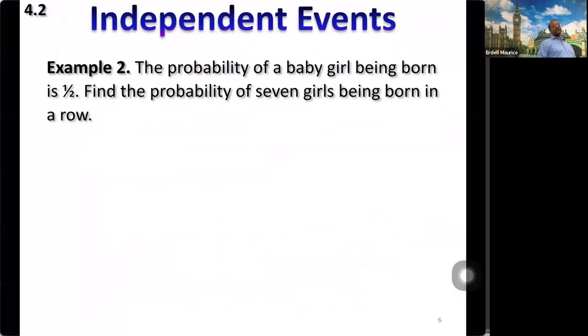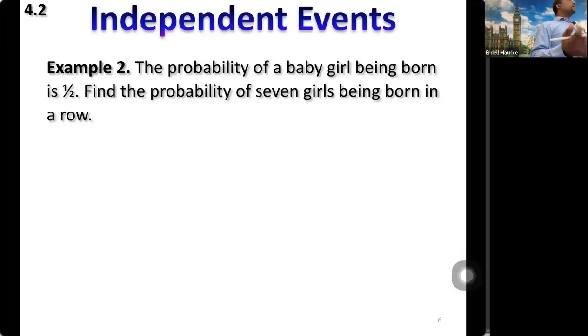Find the probability of a baby girl being born. The probability of a baby girl being born is 1/2. Find the probability of 7 girls being born in a row. Question: are the events of having a baby girl dependent or independent? If you already have 3 girls in your family, does it change the probability that the next child is going to be a girl? It's not.